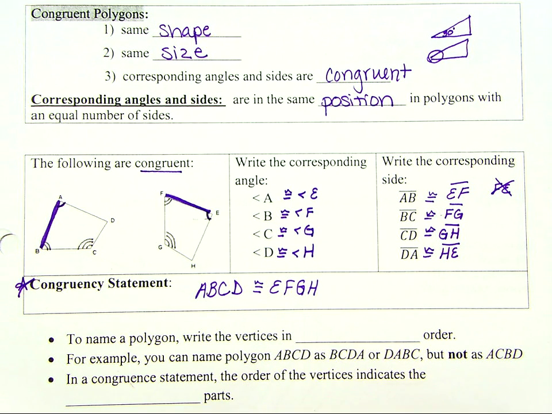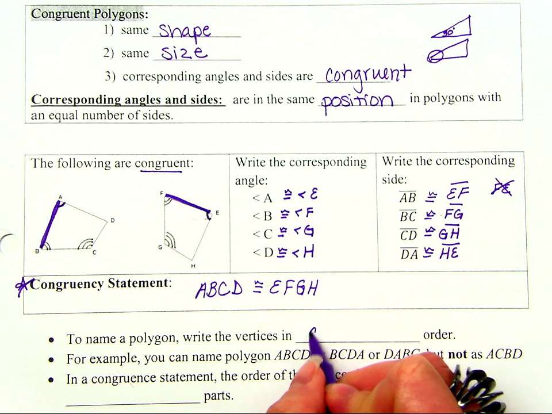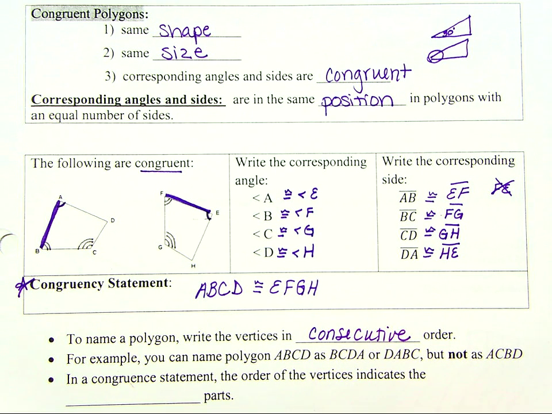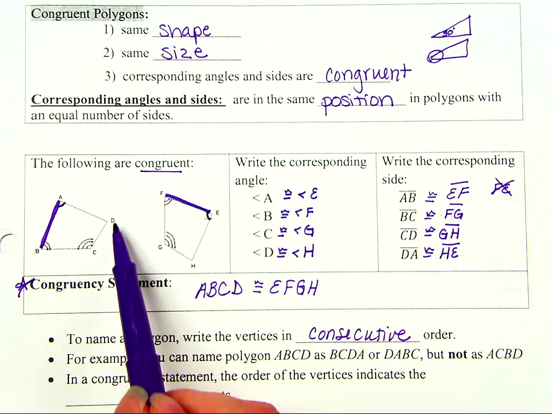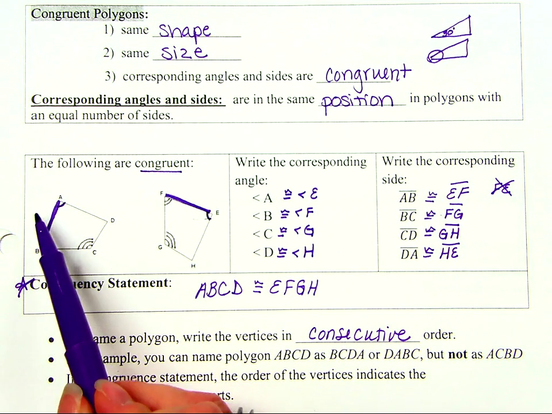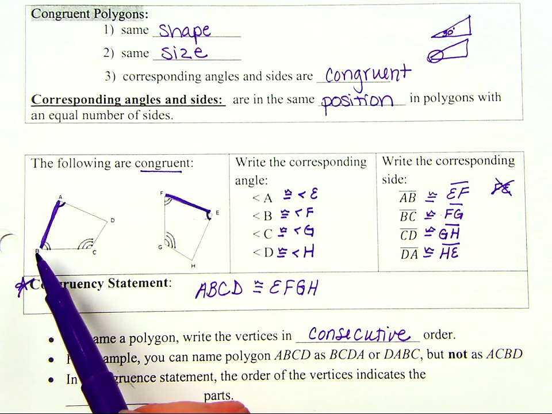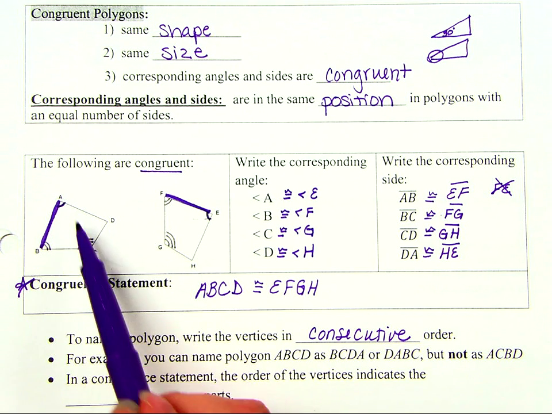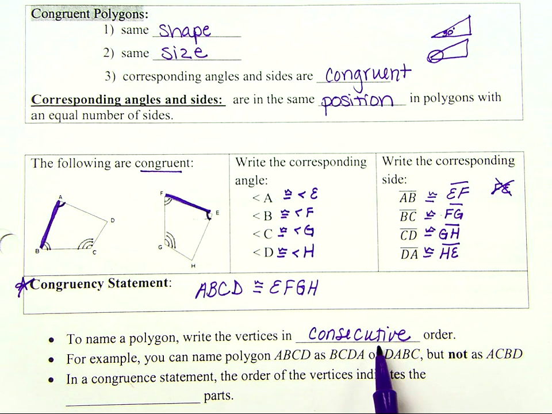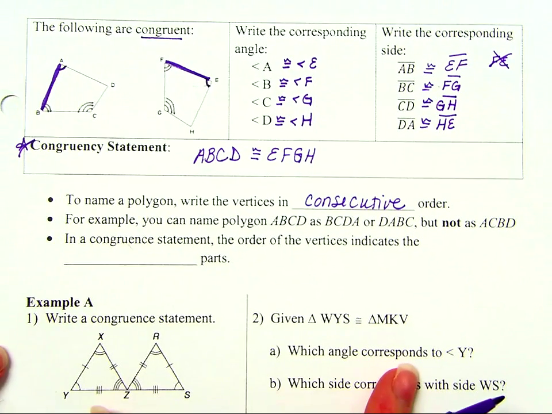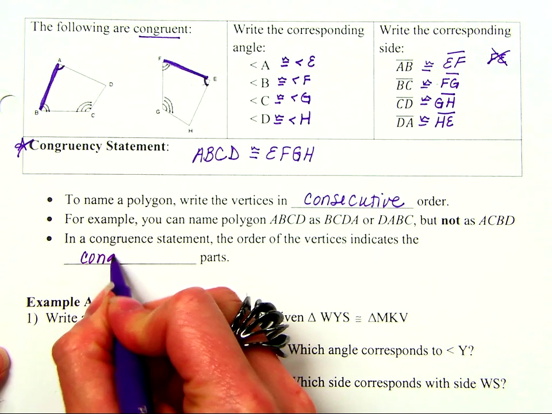Just as a reminder, when you name your polygon, you're going to write your vertices in consecutive order. So when you pick your vertices, you have to work your way around the figure one direction or the other. You cannot jump across. So I could not name this as B, D, A, C, jumping around. We want them in consecutive order. In my congruent statement, the order is important because that order actually indicates the congruent parts.